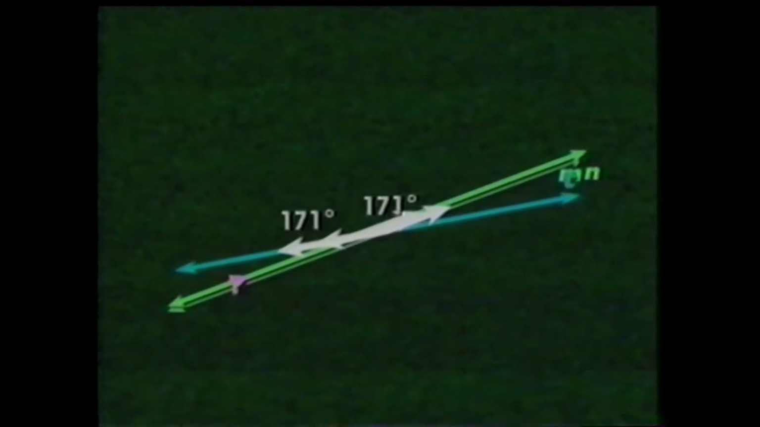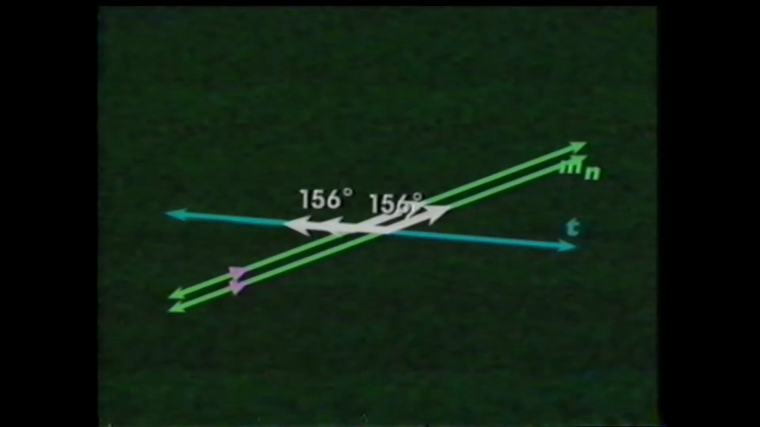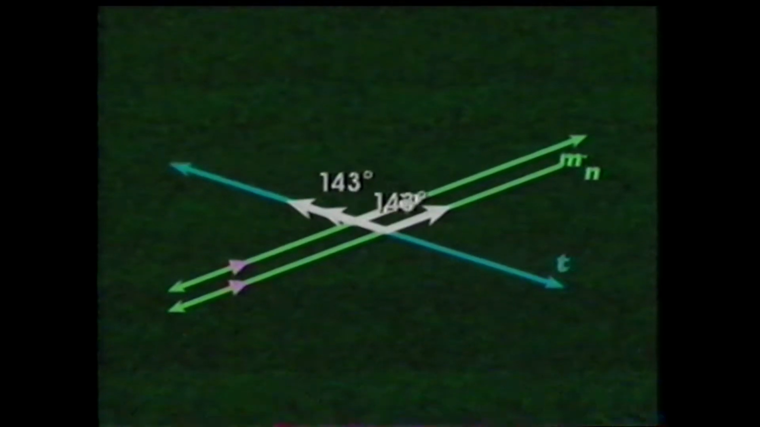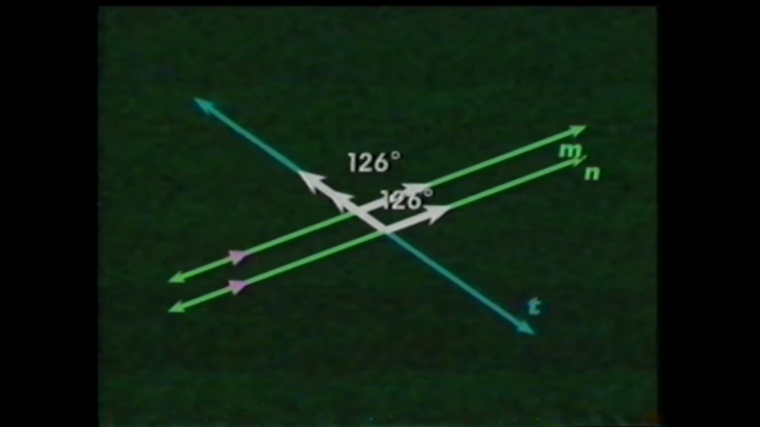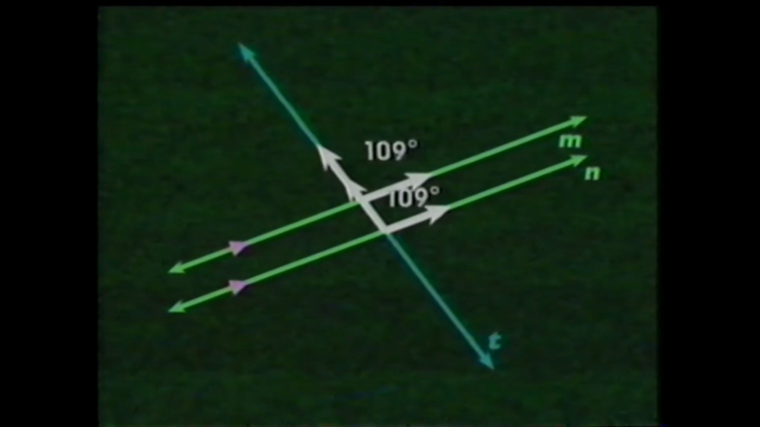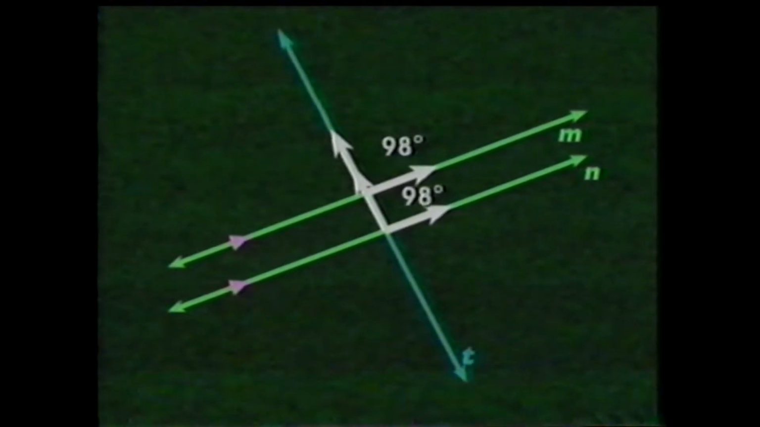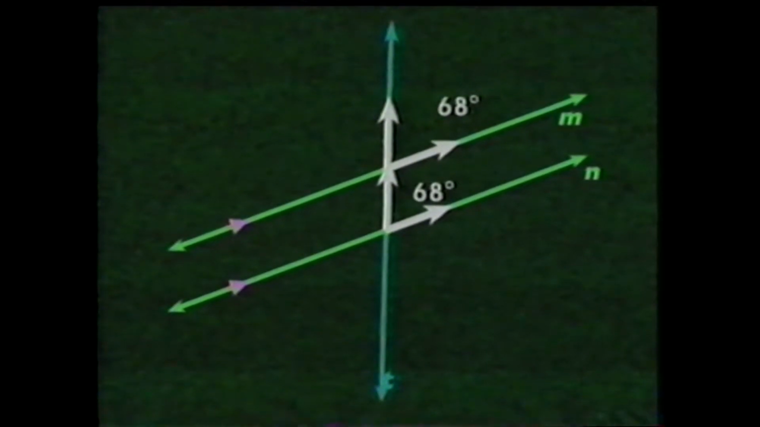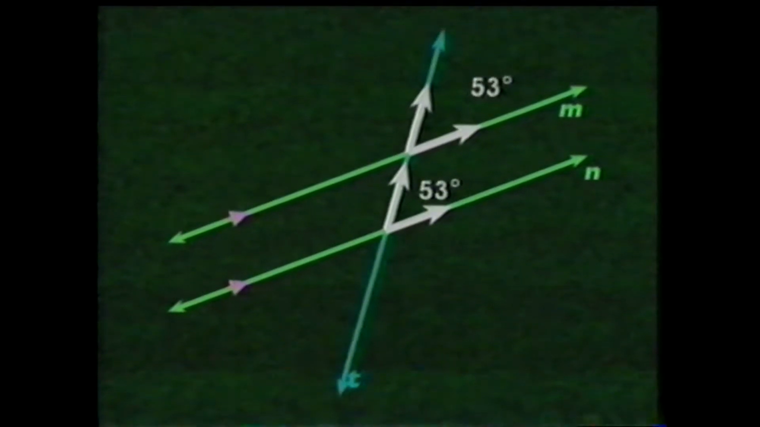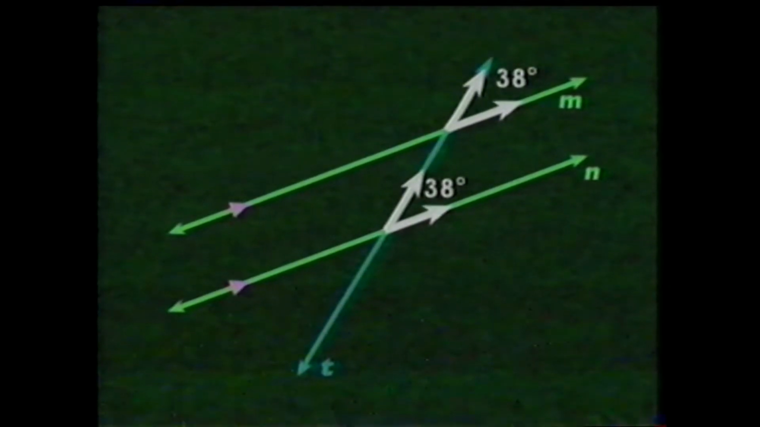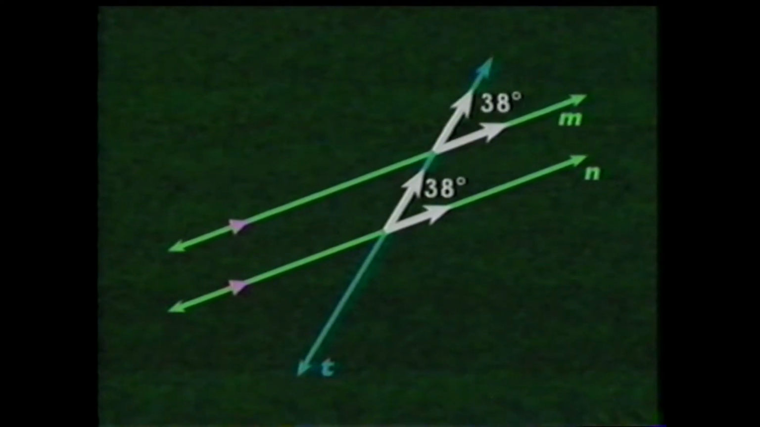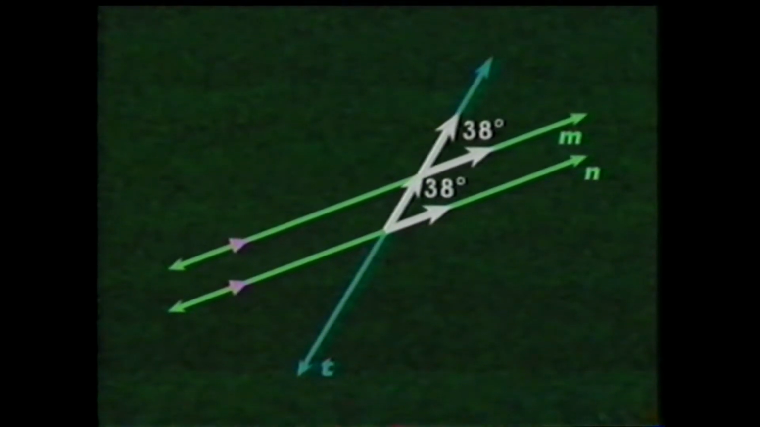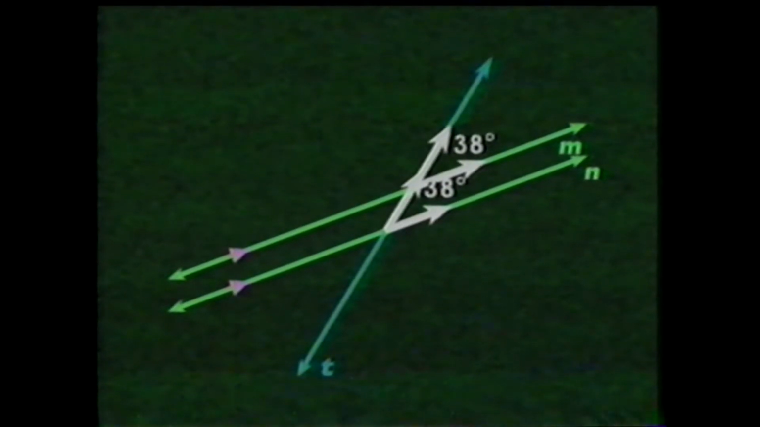The angles have remained congruent as we moved the transversal and the parallel lines. There is another motion to consider. M can move closer to N along T, like this. What happens as M and N get closer and closer?